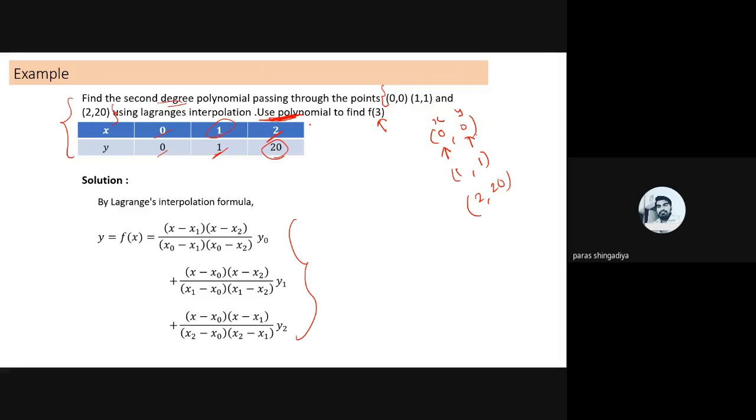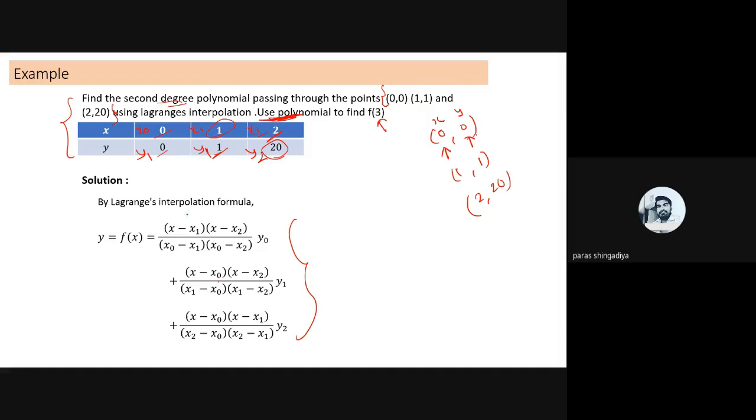So x is 0, 1, 2, the first values are considered as the values of x, and the second values are considered as the values of y, 0, 1 and 20. Okay, and then we'll define this formula for these three values. You can also mention these notations here if required, otherwise you can write the formula directly. That is x0 x1 x2, and y0 y1 y2.